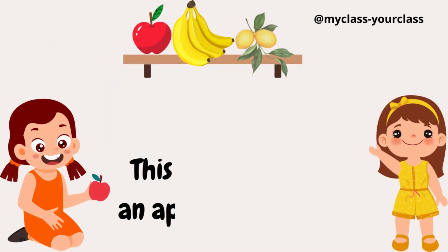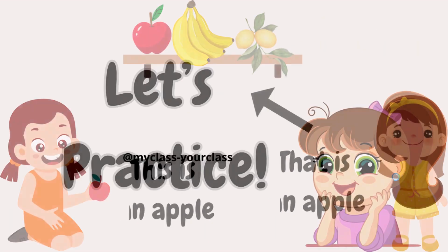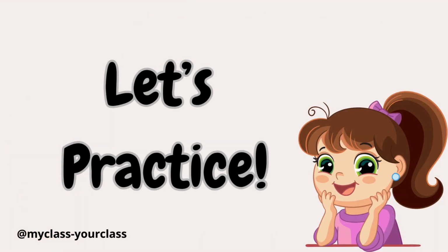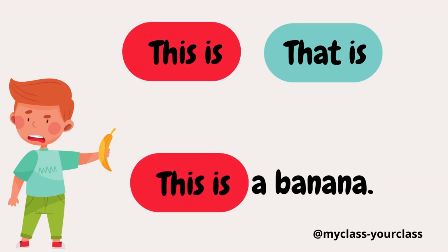This is an apple. That is an apple. Now it's your turn. Let's practice. This is a banana. Or, that is a banana. Correct. This is a banana.